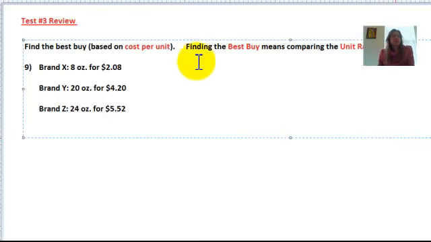Alright, this is question 9 for test 3 review, which is finding the best buy. And they're saying based on cost per unit, and this is what messes people up a lot of the time. Following the directions is the best way to go. You can do it as ounce per dollar, but what they're asking you to do is cost, which is dollar per unit. So you're really doing the dollar per ounce.